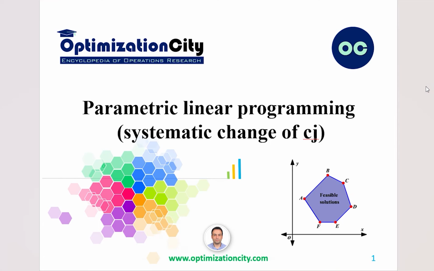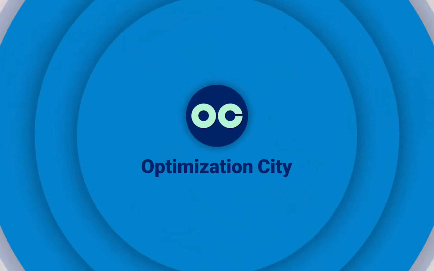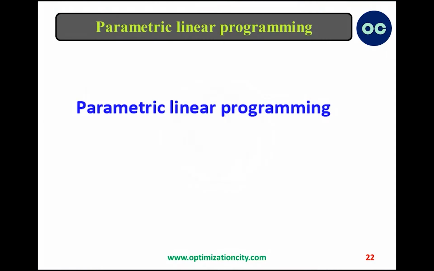In this film, we are talking about the parametric linear programming focused on systematic change of C sub j. Let's move on. Now let's go to the great general case, which is parametric linear programming.